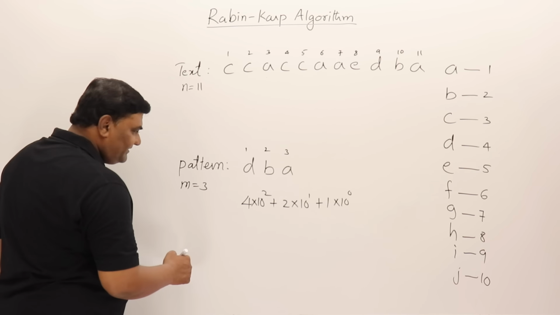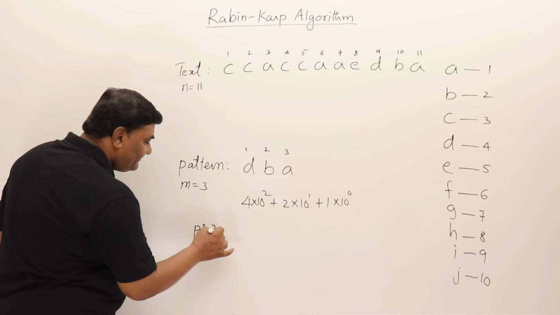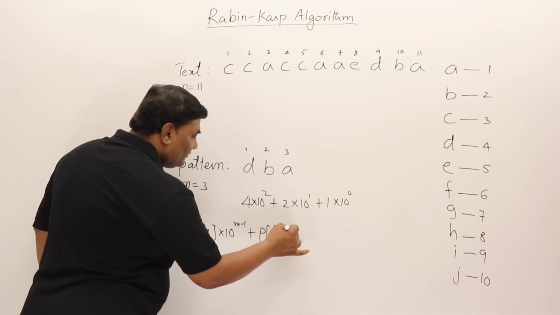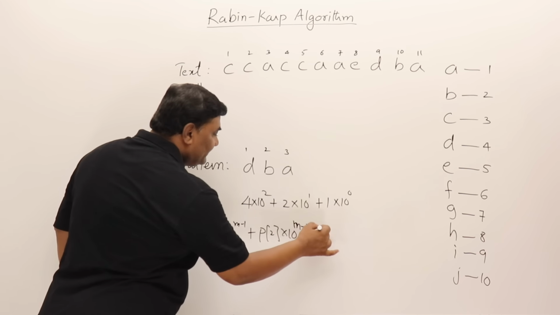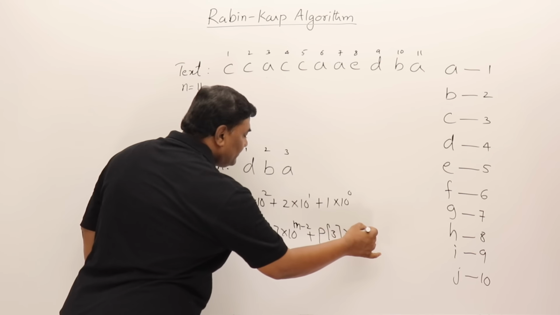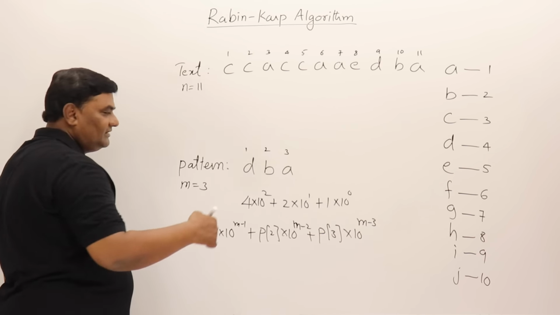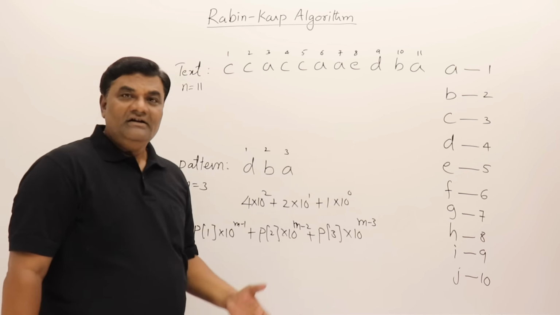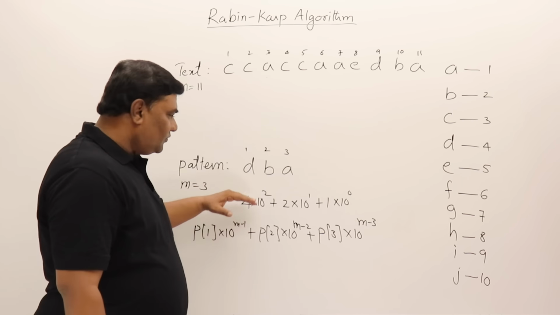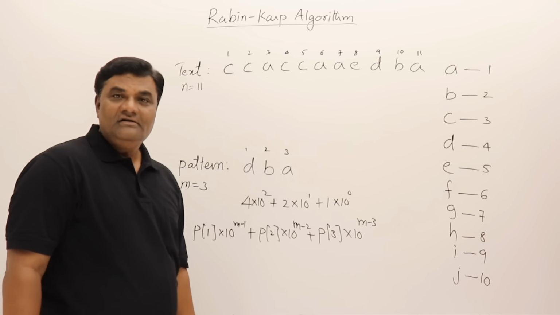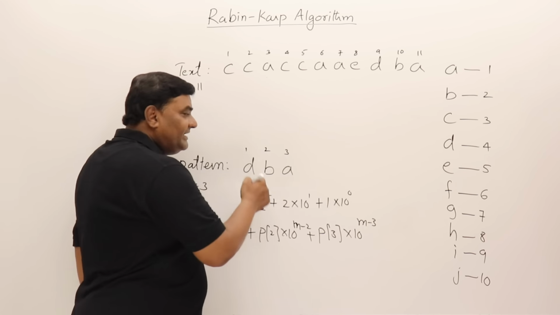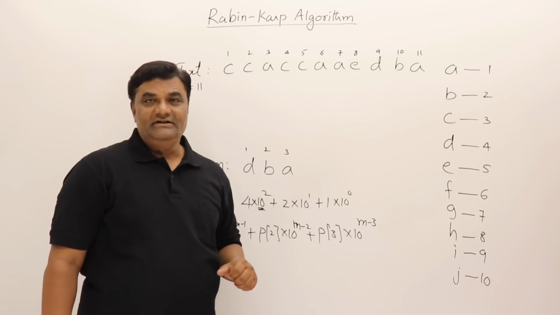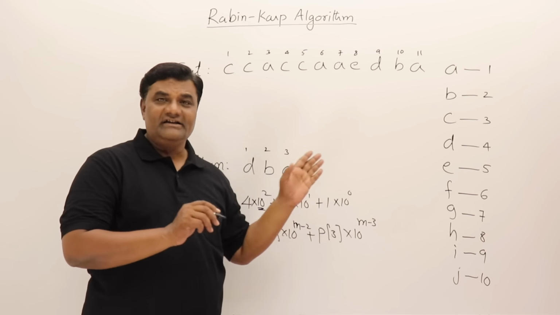So if there are m letters in a pattern, then each letter of a pattern, P1 into 10 to the power of m minus 1, plus P2 into 10 to the power of m minus 2, plus P3 into 10 to the power of m minus 3, and so on. That same thing we have done here. So first one is 3 minus 1, then 3 minus 2, then 3 minus 3, that is 0. This is how we will multiply these codes with these powers. Then what is this 10? This is the base value. How many alphabets am I using? 10 alphabets I am using. So I have taken that as a base value. You can use any value you like. This is just the idea given by Rabin-Karp.